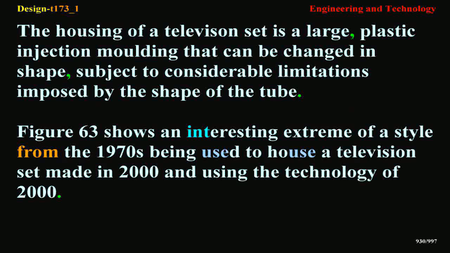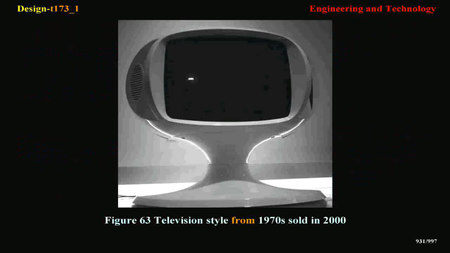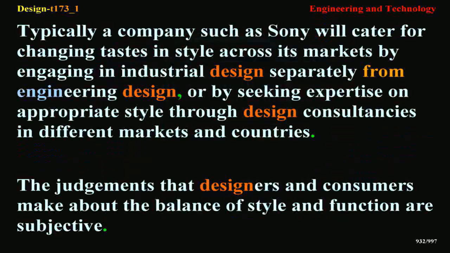Figure 63 shows an interesting extreme of a style from the 1970s being used to house a television set made in 2000 and using the technology of 2000. Figure 63: television style from 1970s sold in 2000. Typically, a company such as Sony will cater for changing tastes in style across its markets by engaging in industrial design separately from engineering design, or by seeking expertise on appropriate style through design consultancies in different markets and countries.